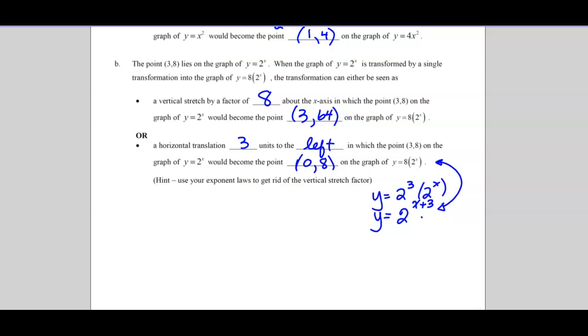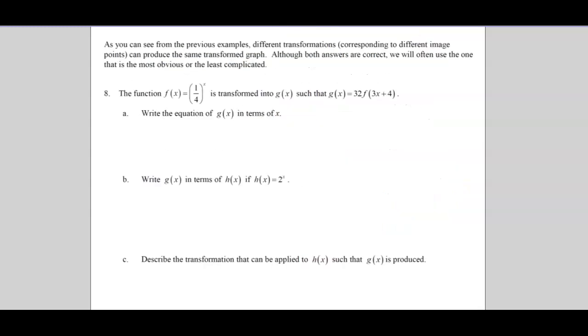And then let's do question 8. Maybe we'll leave question 9 for today. So look at the next one. Practicing a little bit of function notation because, back in that transformations unit, we struggled a little bit with that. So as you can see from the previous examples, different transformations corresponding to different image points can produce the same graph. Although both answers are correct, we'll often use the one that is most obvious or least complicated.